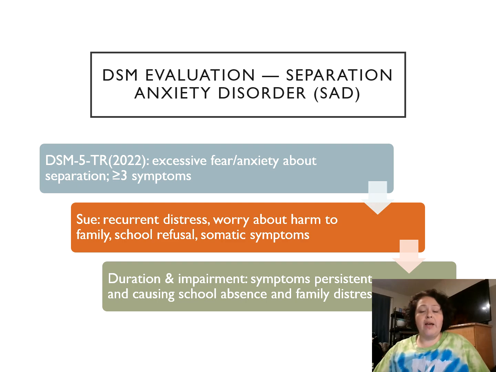According to the DSM-5-TR, separation anxiety disorder involves excessive fear or anxiety about separation from attachment figures, lasting at least 4 weeks in children and causing significant distress or impairment. Sue meets several criteria: recurrent distress when anticipating separation, persistent worry about harm to loved ones, refusal to attend school, and physical symptoms during separation episodes. Her symptoms have persisted over multiple school years, demonstrating both duration and impairment criteria.